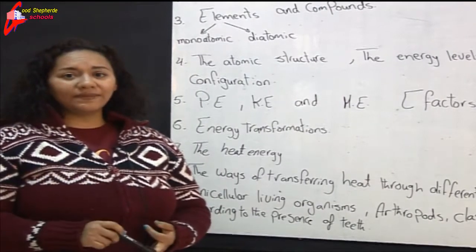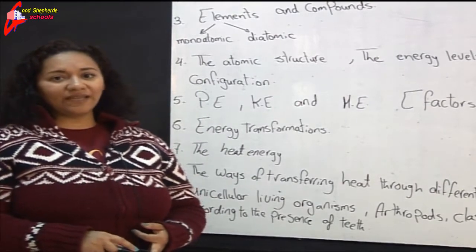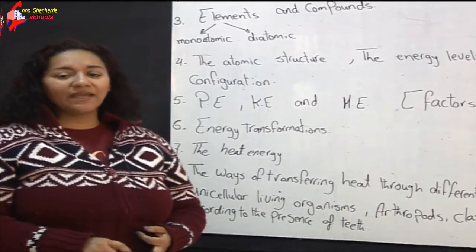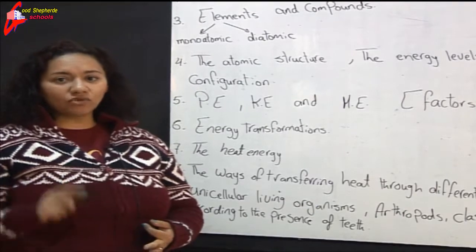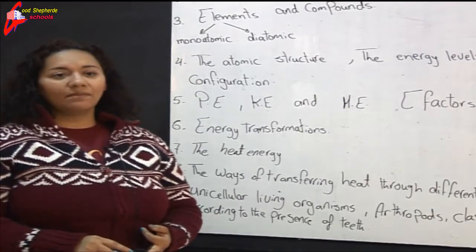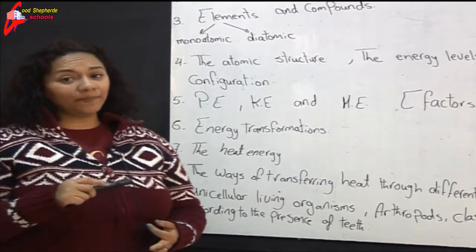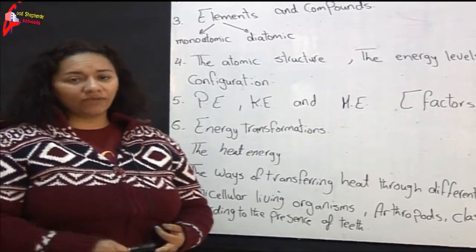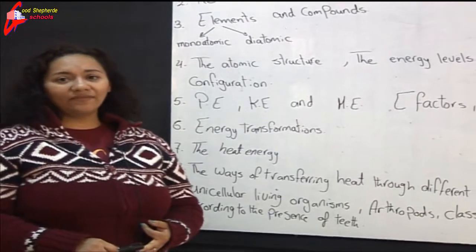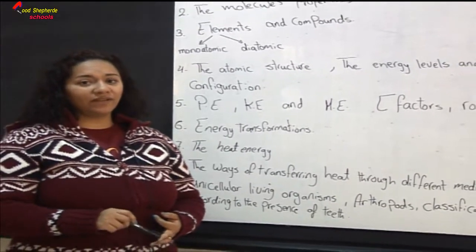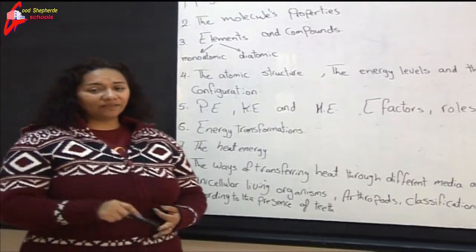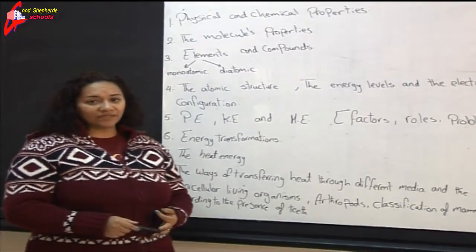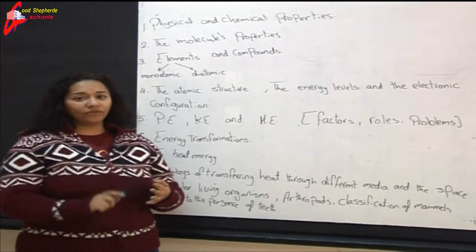The third property is the melting point. We said the melting process is changing matter from solid state to liquid state. But the melting point is the temperature at which the matter changes from solid state to liquid state. And we have a very important life application about the melting point. It's about the alloys. We have 3 very important alloys.